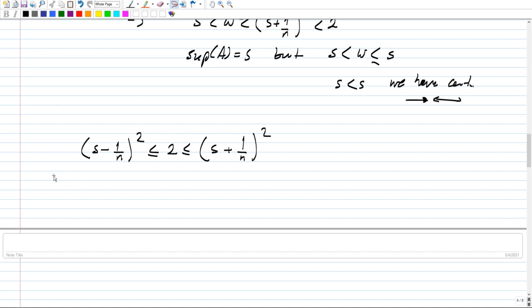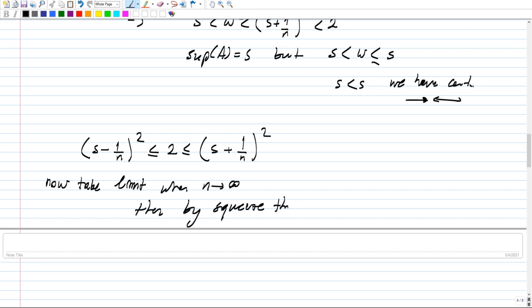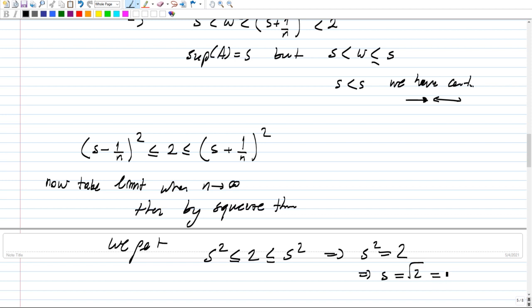Okay, I'm going to use the limit way. Take the limit when n goes to infinity, then by the squeeze theorem from calculus we get S square less or equal to 2 less or equal to S square. Then S square is 2. Then S is square root of 2, which was the supremum of A. So we proved our idea.